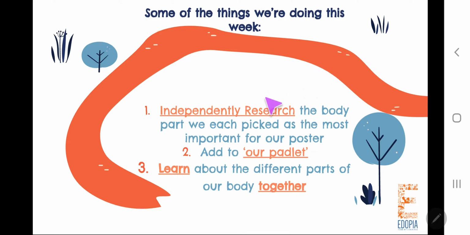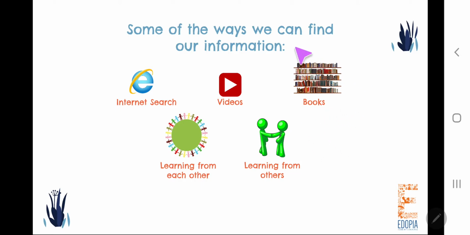Guys, as a reminder, these are some of the things that we're doing this week. We're continuing with our independent research on the body part we picked as the most important for our poster, and we'll continue to add our research to our Padlet while we learn about the different parts of the body together, just as we're learning now about the heart. Just a reminder, continue to look for that information for your poster. Use a range of sources: the internet, videos, books.